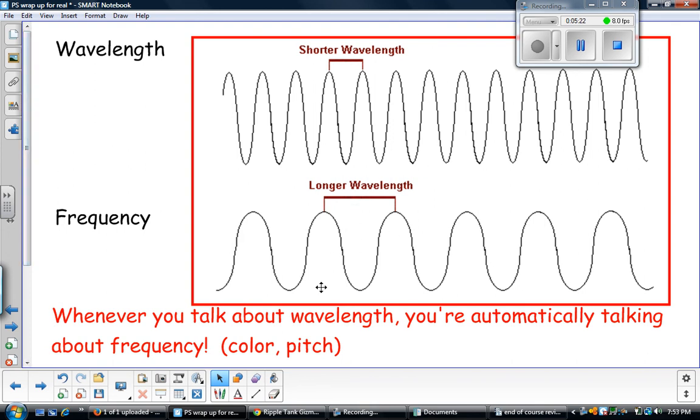A longer wavelength sound has a lower pitch, like lower on the scale, and a smaller wavelength, higher frequency sound wave has a higher pitch. It's higher on the scale. Okay? Now, some of you are saying, but wait a second, that's a transverse wave and sound is a longitudinal wave. You're right, it is.